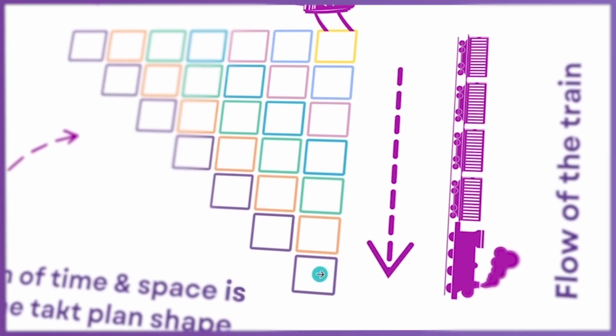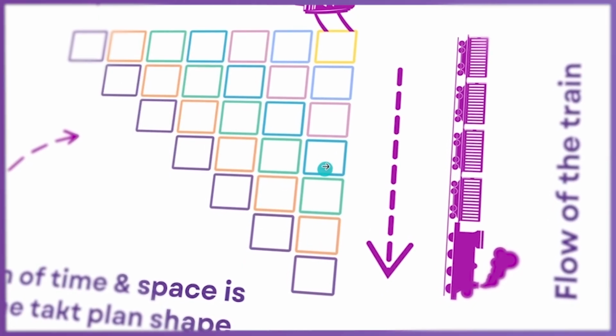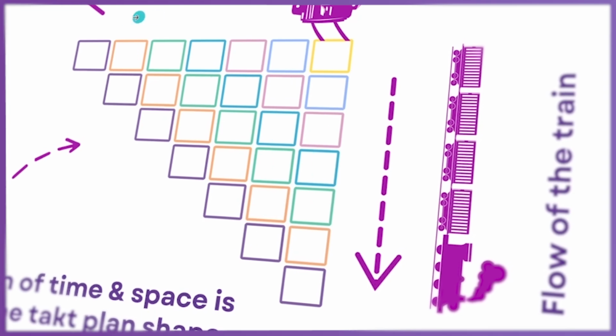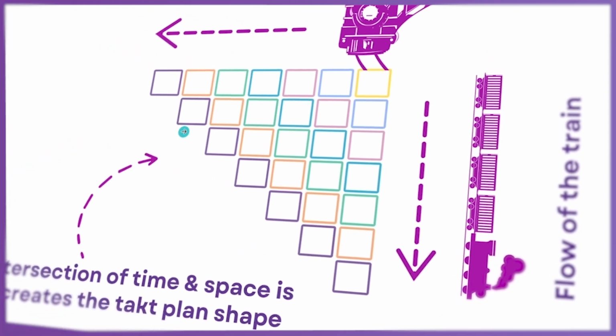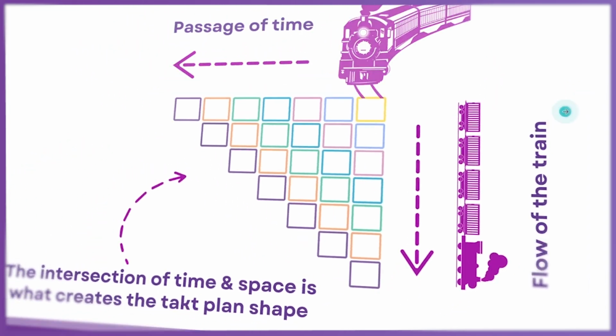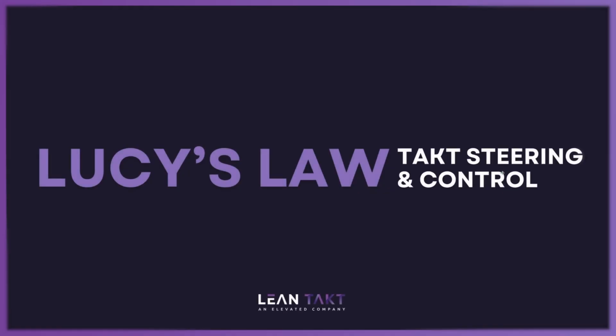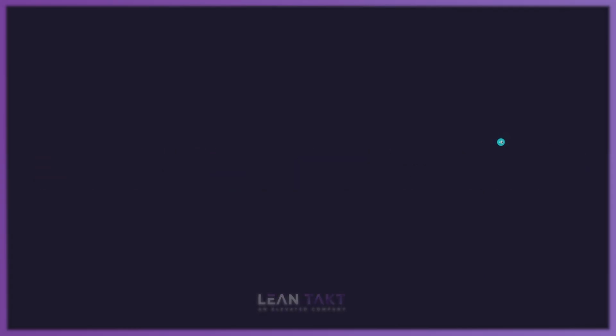So that means the first task or wagon, 1, 2, 3, 4, 5, 6, so on, along the passage of time. So the intersection of time and space is what gives you this diagonal line. And that's why you see takt plans like this. And so that flow is crucial. And I want to talk to you about something that we lovingly nicknamed Lucy's Law.